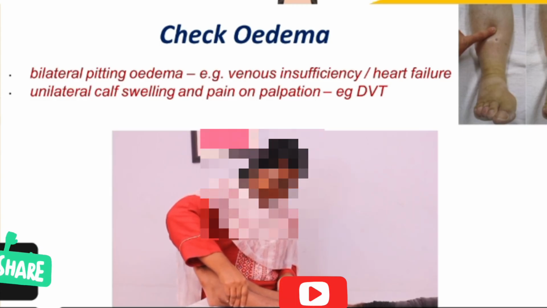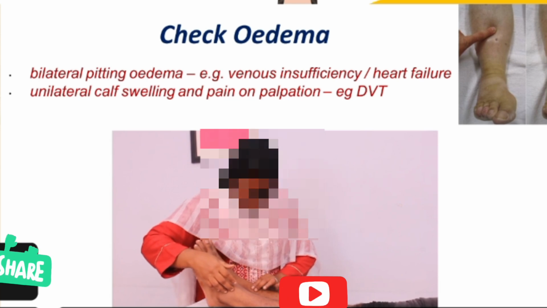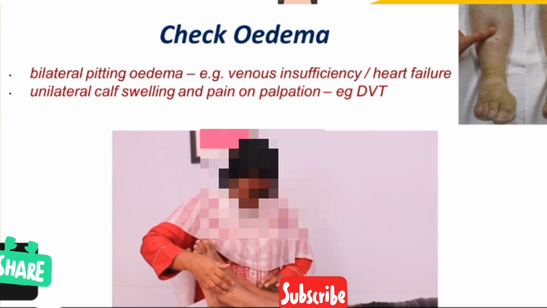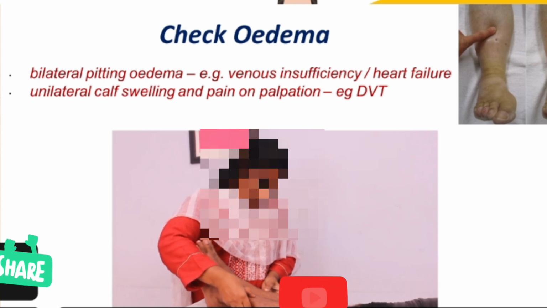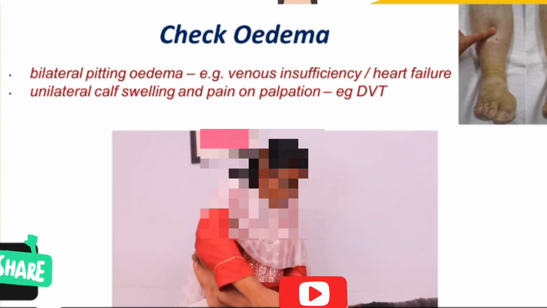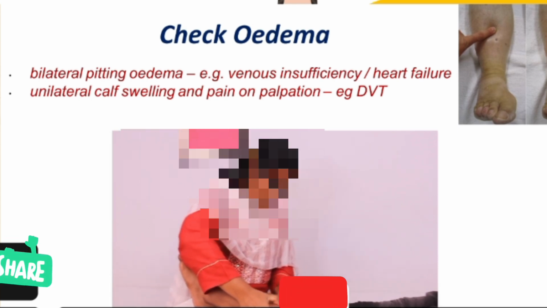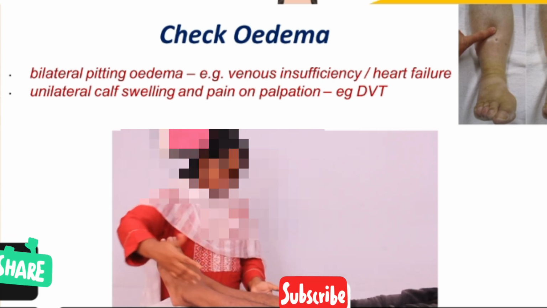Check for edema. Bilateral pitting edema is seen in venous insufficiency or heart failure. Unilateral calf muscle swelling and pain on palpation denote deep vein thrombosis.